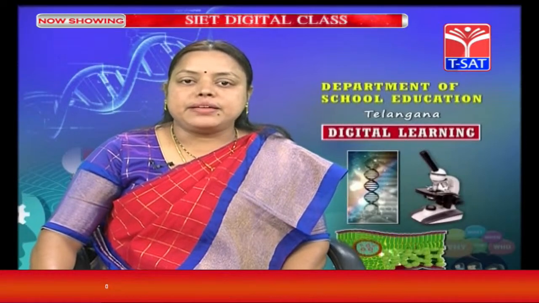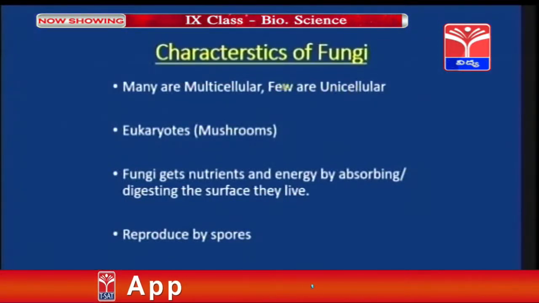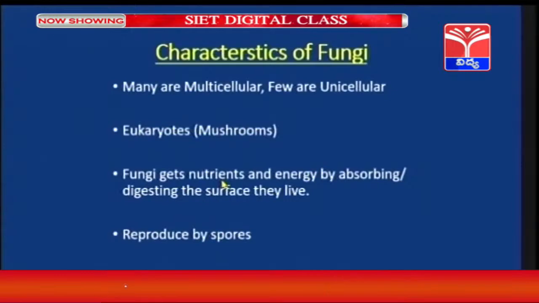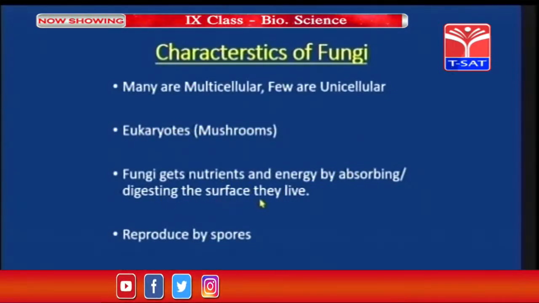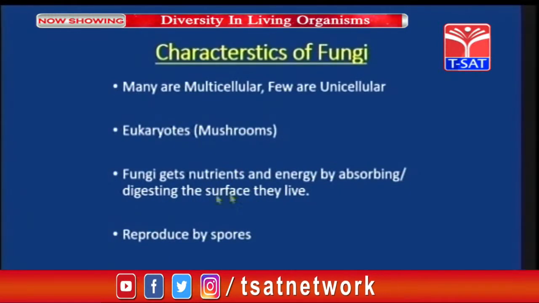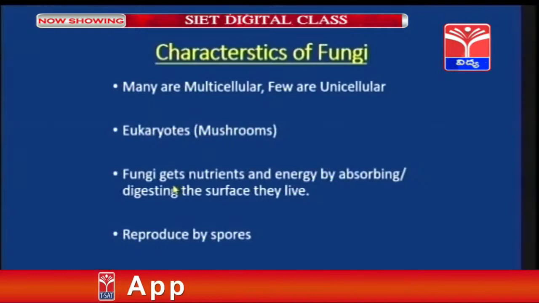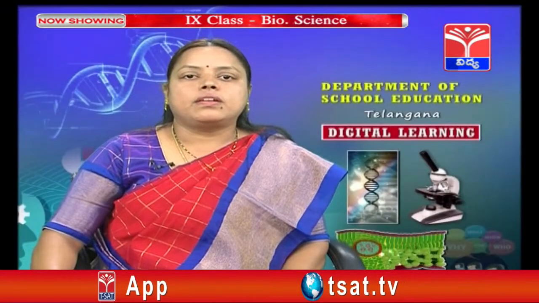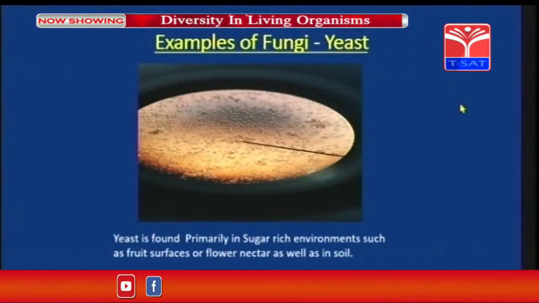Many multicellular and few unicellular organisms are present in fungi. They are mainly eukaryotes, and fungi get nutrients and energy by absorbing and digesting the surface they live on. So children, how are they absorbing the materials? Through the root-like structures. And how do they reproduce? They reproduce by spores.